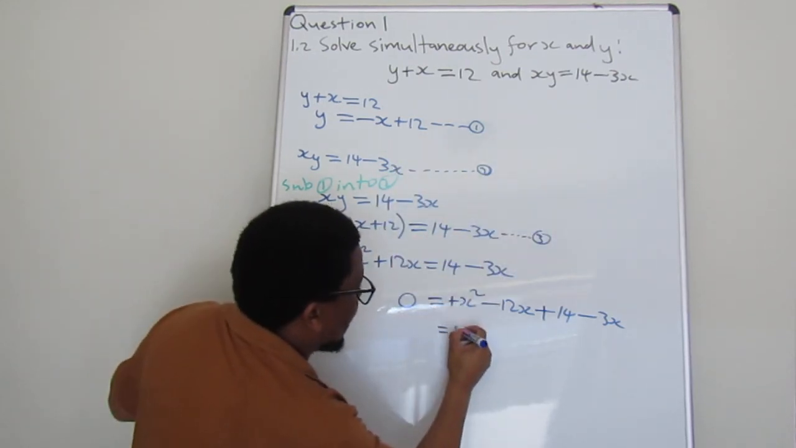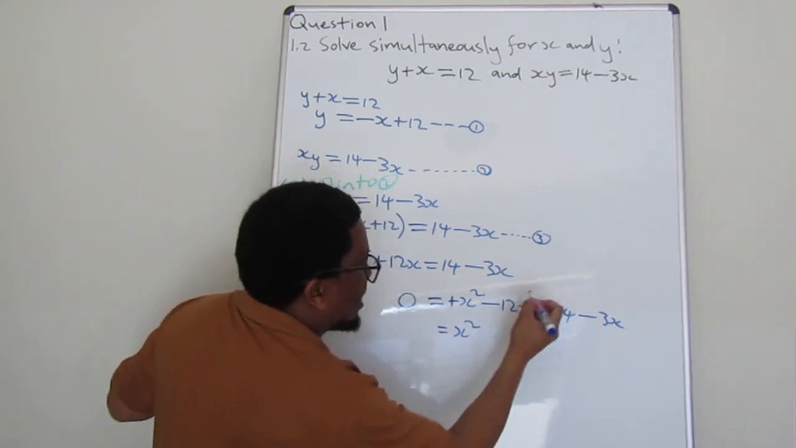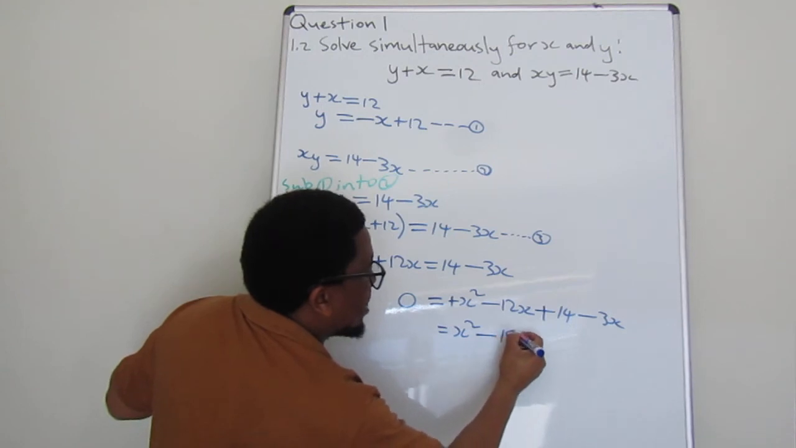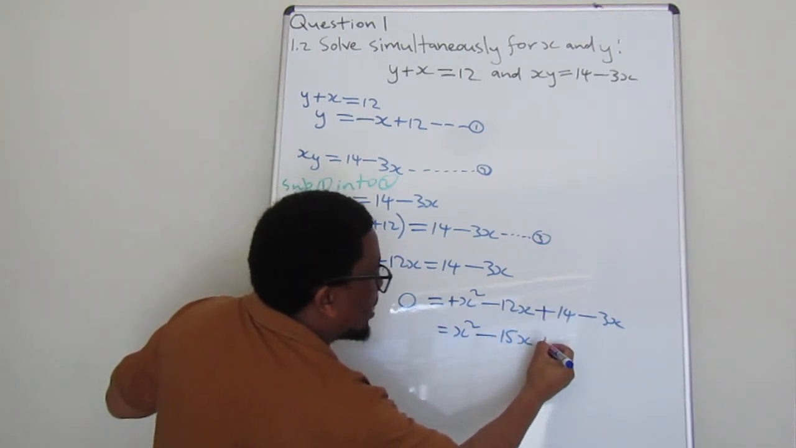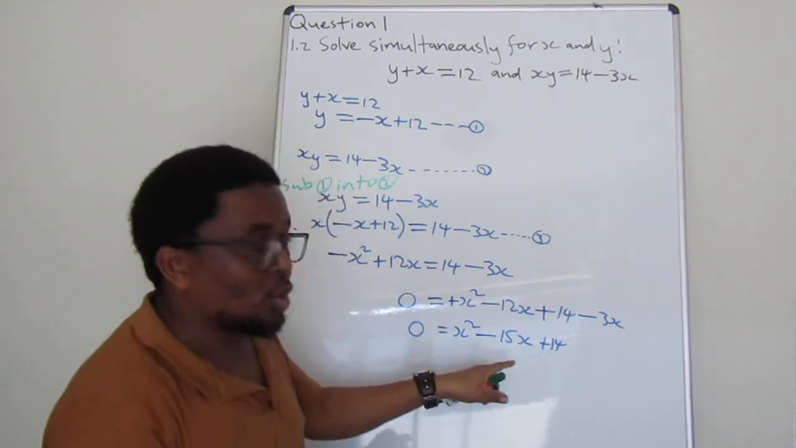Therefore, what do I have here now? x squared minus 12x minus 3x. It gives me minus 15x, plus 14, which is equal to 0.